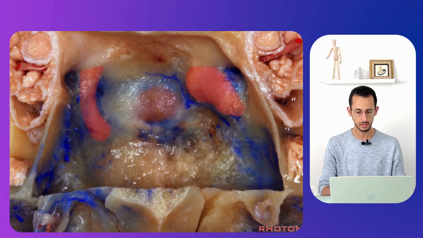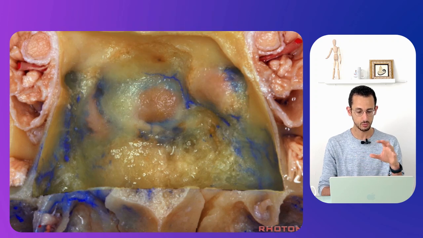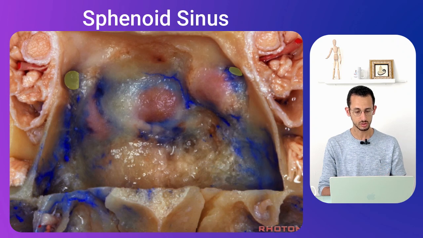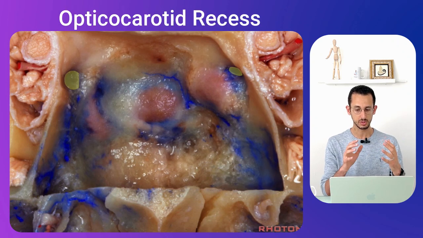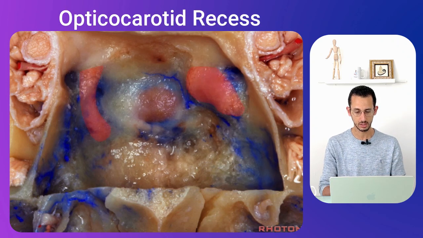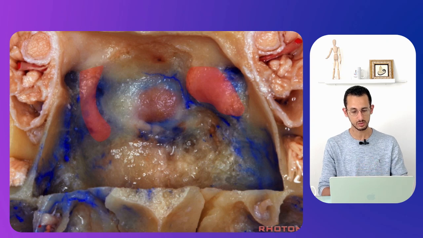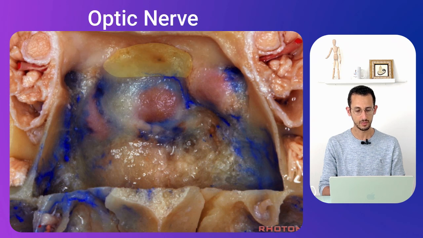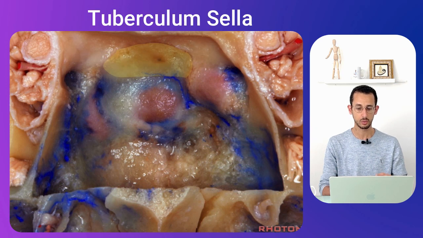So again, here within the sphenoid sinus, you can see the optico-carotid recess, which is the space between, as mentioned, the ophthalmic segment of the internal carotid artery and the impression of the optic nerve. And then we have the tuberculum sella, which is located anterior and inferior to the optic chiasm.